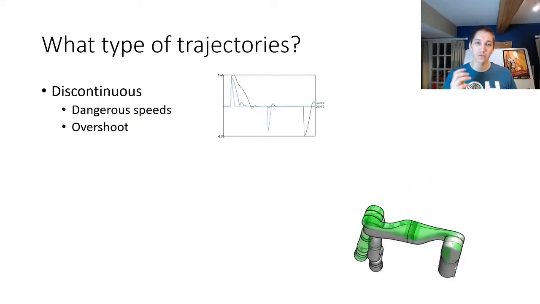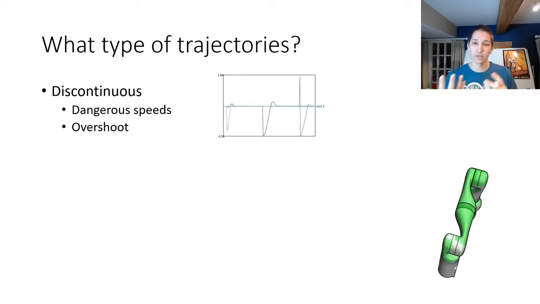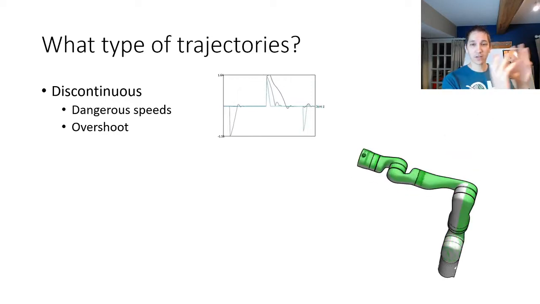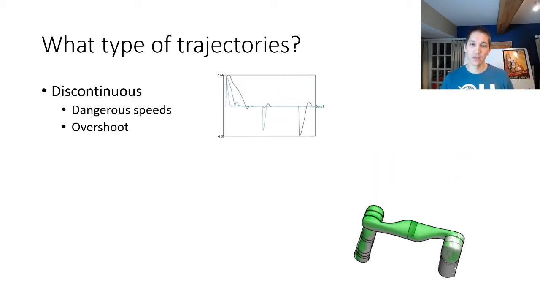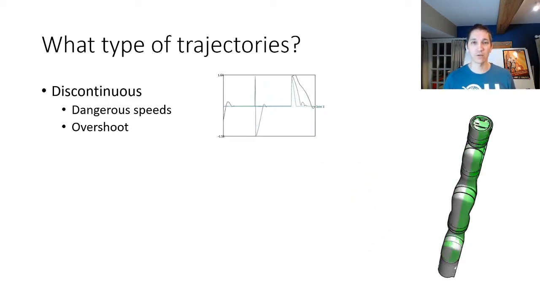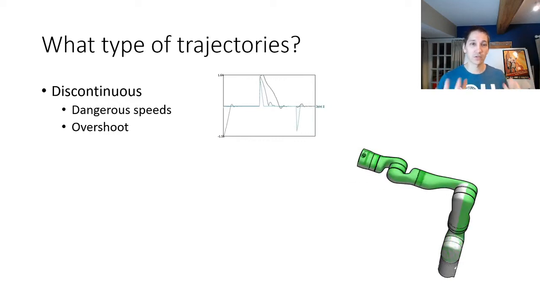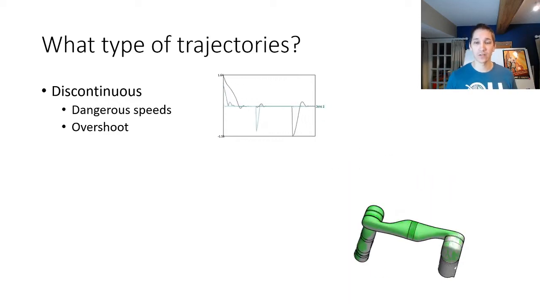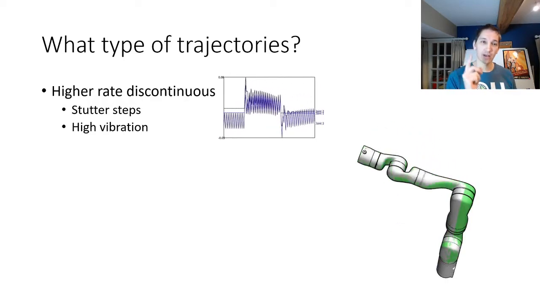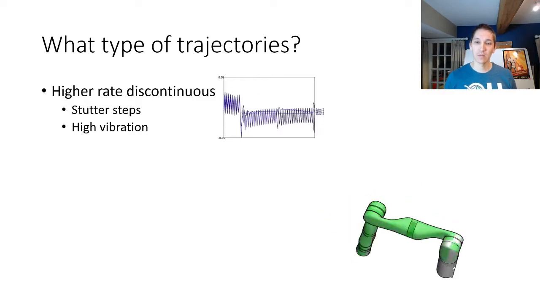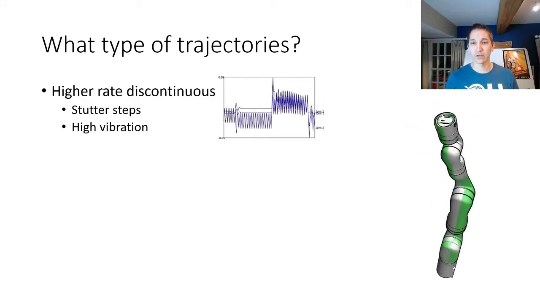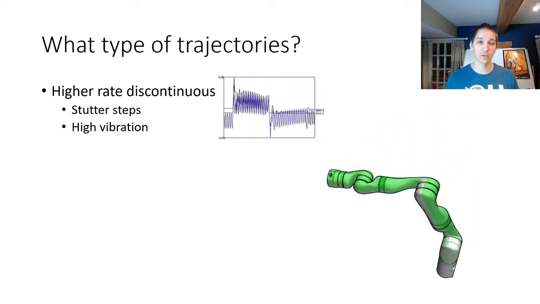There's many different types of trajectories we could try to send to a robot in terms of the control command. One idea is just to send it the desired configuration that we want to go to. This discontinuous mode of commanding is actually quite dangerous, especially for strong robots. You're going to reach dangerous speeds, and also you will overshoot your desired set point and potentially run into things. You could try setting higher rate discontinuous commands. But this will create the effect of stutter stepping, lots of vibrations on your robot, and it's going to generally be a relatively unpleasant experience.